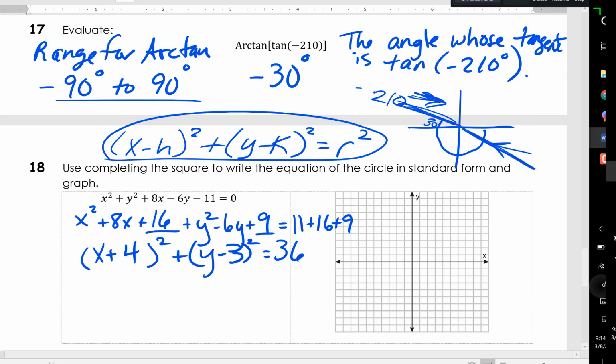So your x coordinate of your center is going to be negative 4, and your y coordinate of the center is going to be 3. And then your radius is going to be the square root of 36, which is 6. So you've got your center at negative 4, 3, and then your radius is 6. So 1, 2, 3, 4, 5, 6.